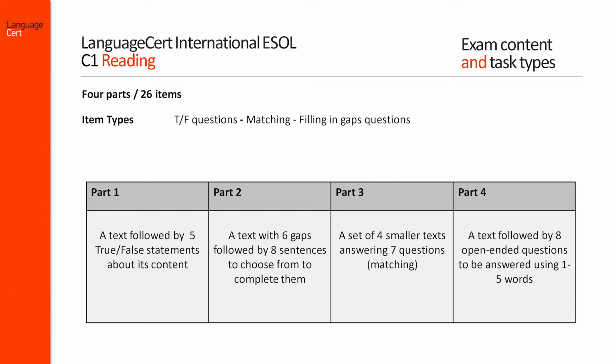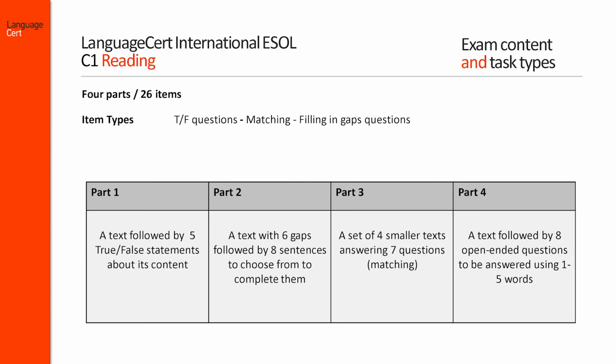Part 3 asks candidates to read 4 short texts and assesses their ability to understand the purpose of different authentic texts and locate specific information. Candidates are provided with 7 questions which indicate which text provides the answer to each question. This is a matching task.